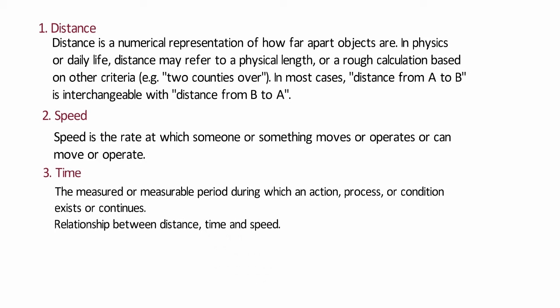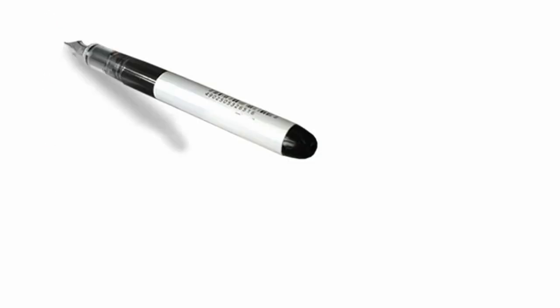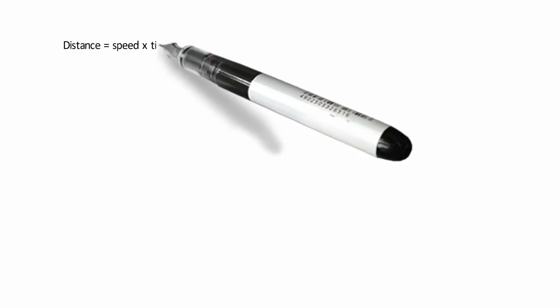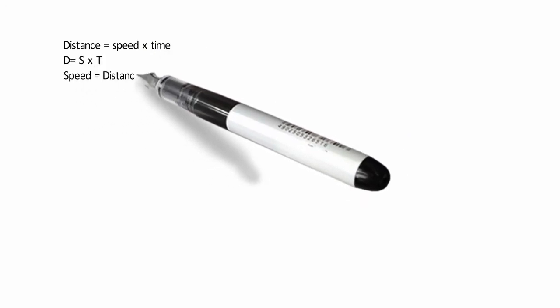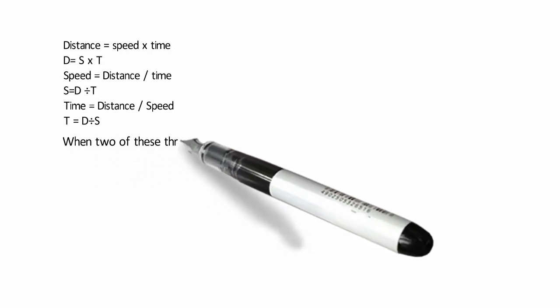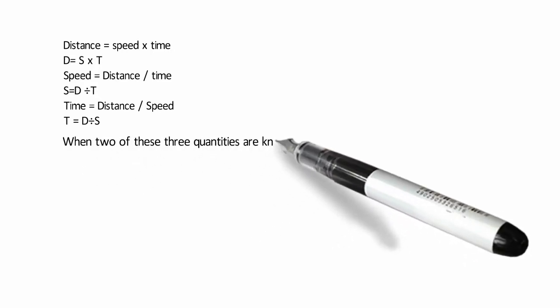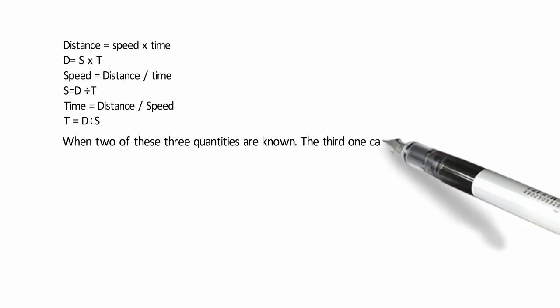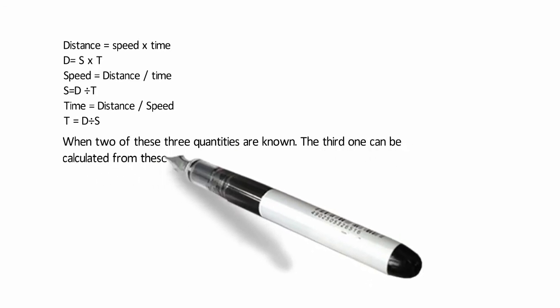Relationship between distance, time and speed. Distance equals speed into time. D equals S into T. Speed equals distance by time. S equals D divided by T. Time equals distance by speed. T equals D divided by S. When two of these three quantities are known, the third one can be calculated from these two.